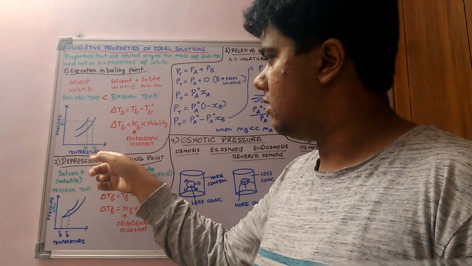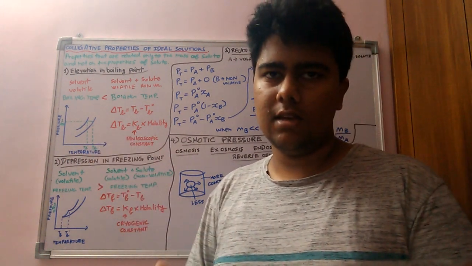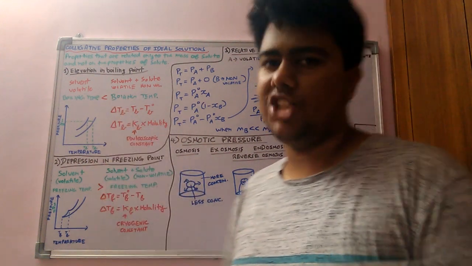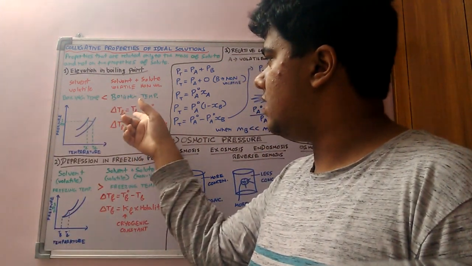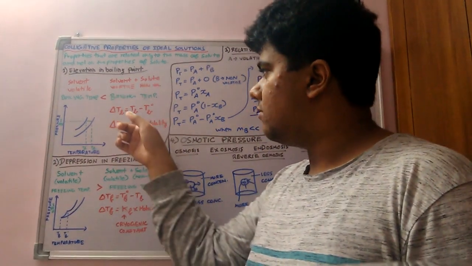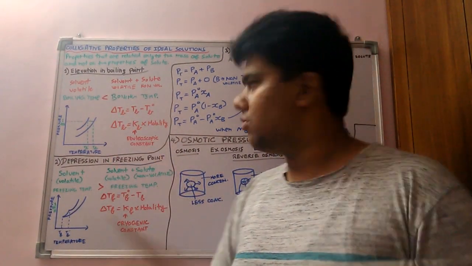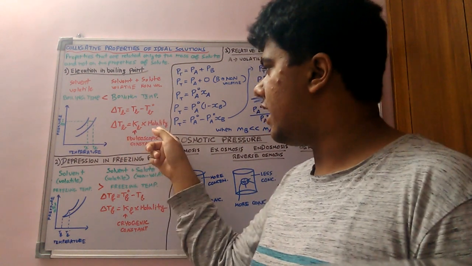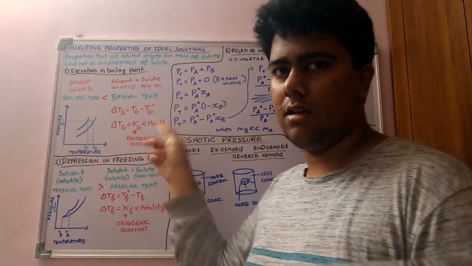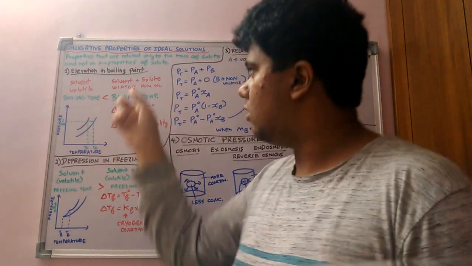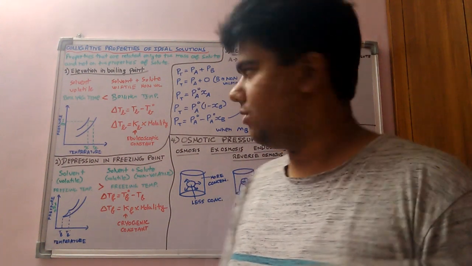Of course, TB is greater than TB naught, so delta TB, the change in temperature, is TB minus TB naught. Pretty self-explanatory, right? But delta TB is also equal to the ebullioscopic constant Kb times the molality of this solution, solvent plus solute.